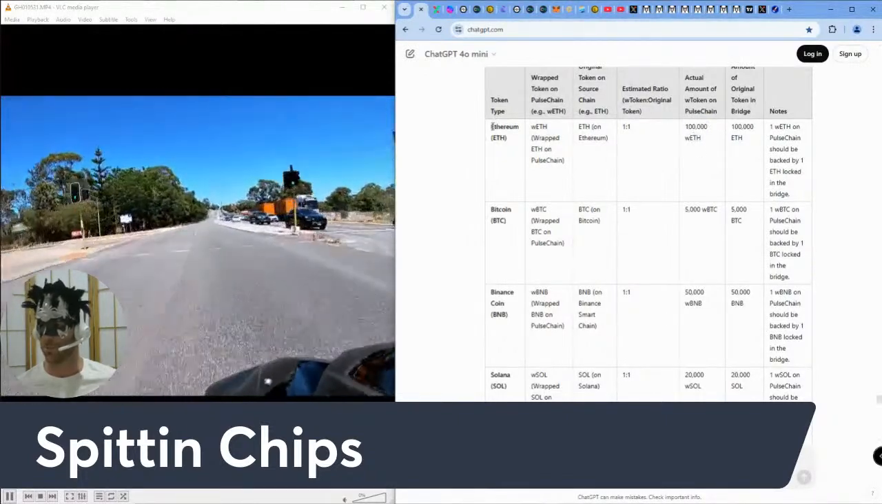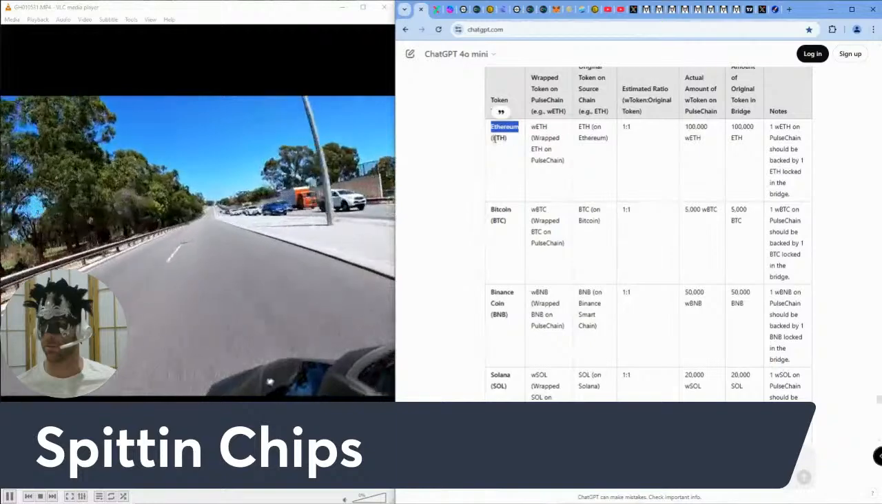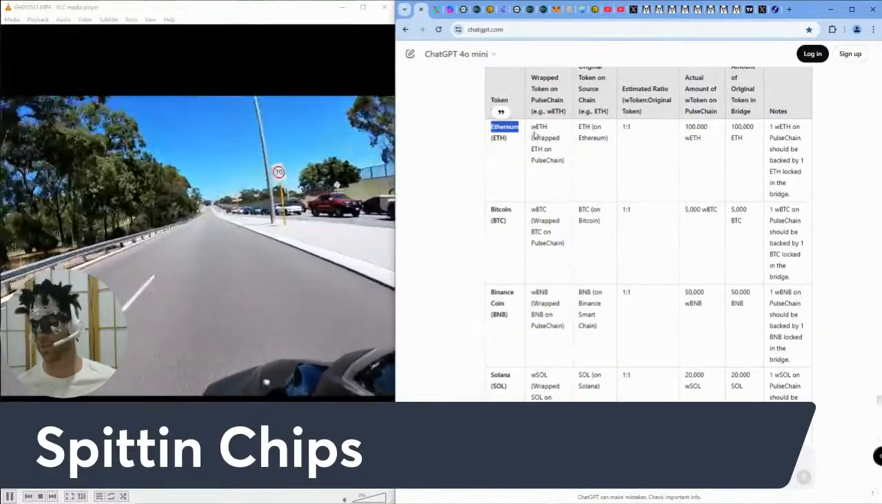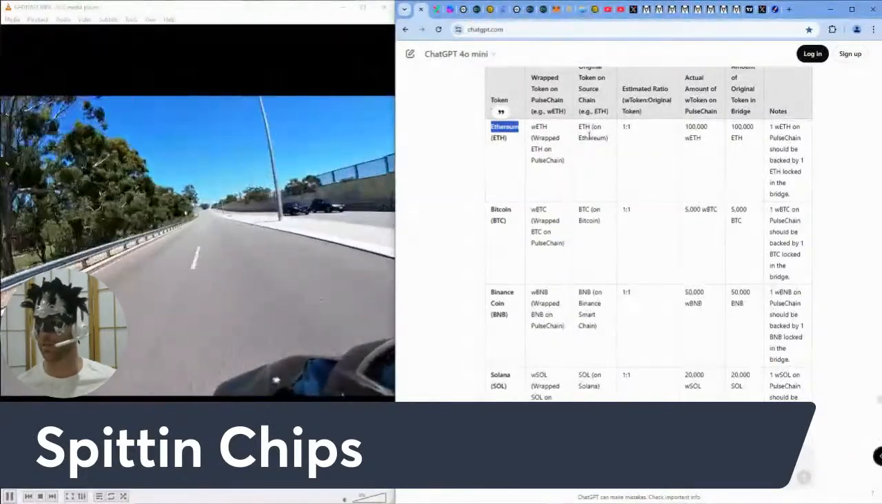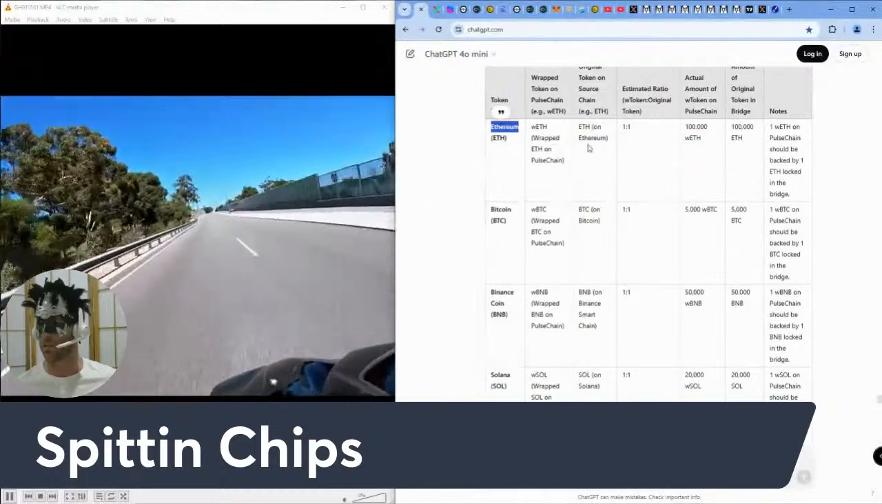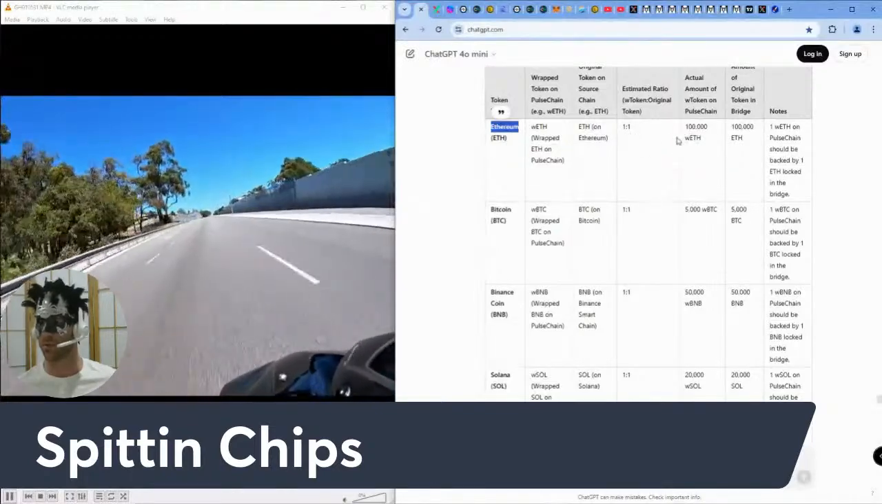For instance, if you want to bridge back your wrapped ETH to Ethereum, it will be transferred and swapped back from wrapped ETH to ETH. And then you will get your original ETH on Ethereum, and then you can do whatever you want.